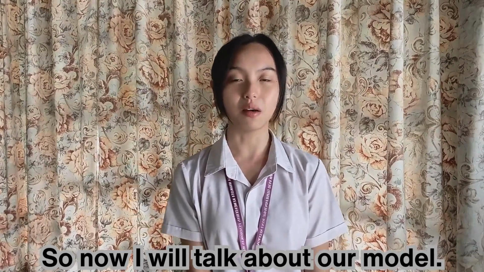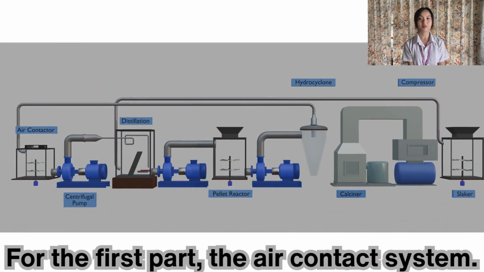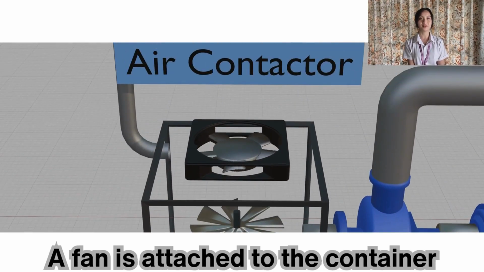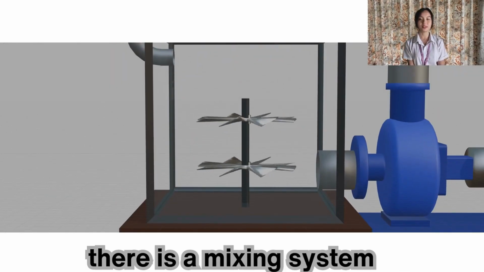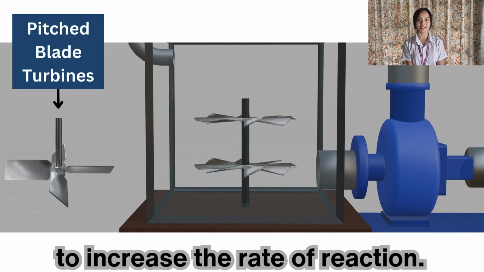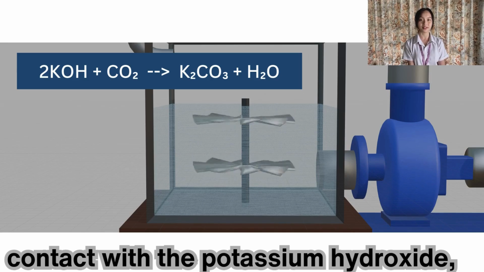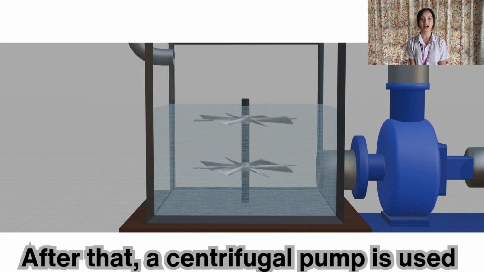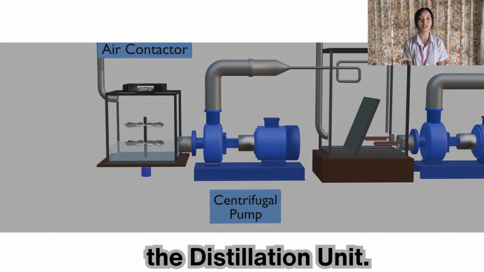So now I'll talk about our model. Our 3D model is made by using Blender animation. For the first part, the air contact system. A fan is attached to the container to suck in air from the atmosphere. At the bottom of the container, there is a mixing system that uses pitch blade turbines to increase the rate of reaction. When carbon dioxide in the air comes in contact with potassium hydroxide, it reacts to form potassium carbonate and water. After that, a centrifugal pump is used to pump the mixture into the distillation unit.